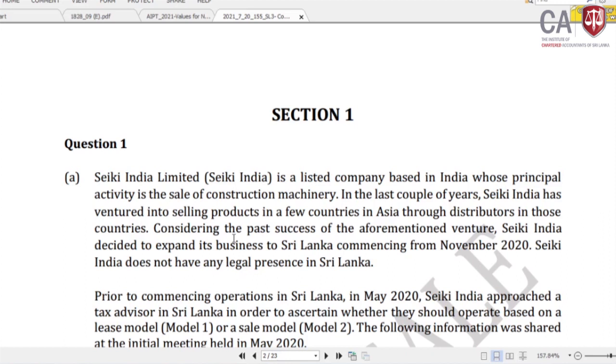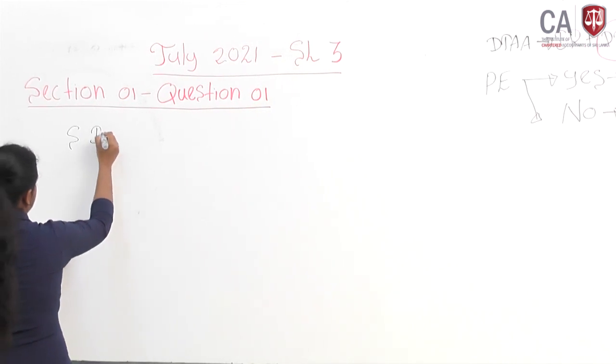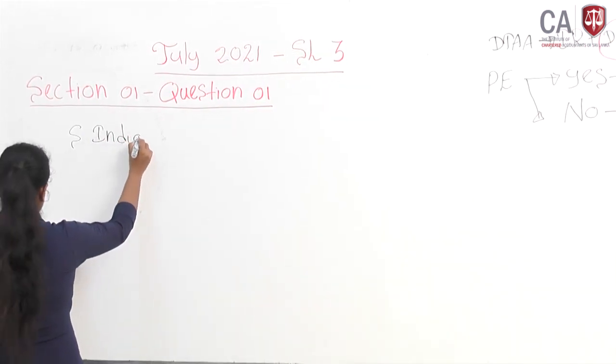Now let me analyze the first paragraph which it has given. This is the analysis part. Seiki India, I will take it as S India Limited.